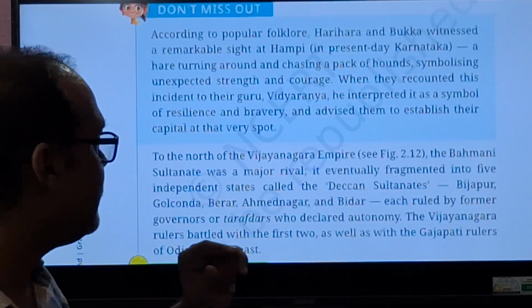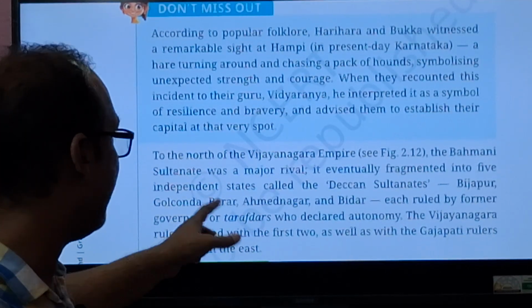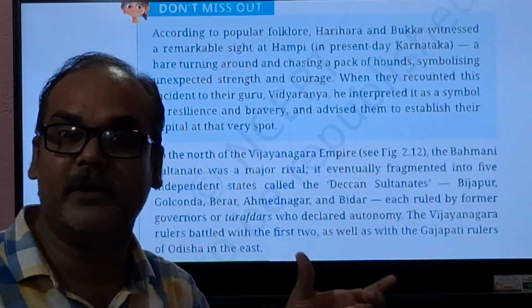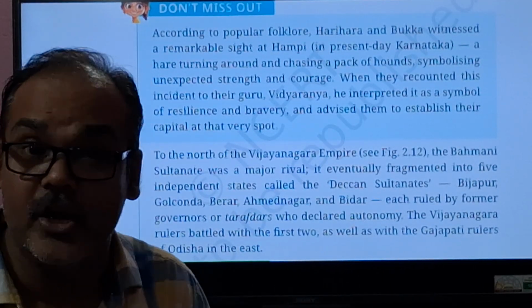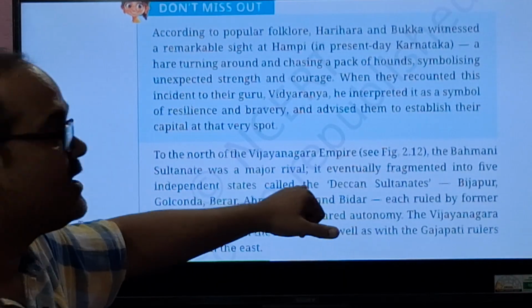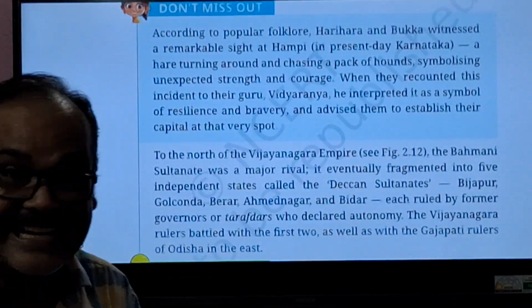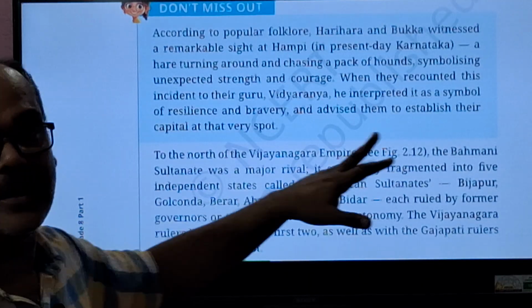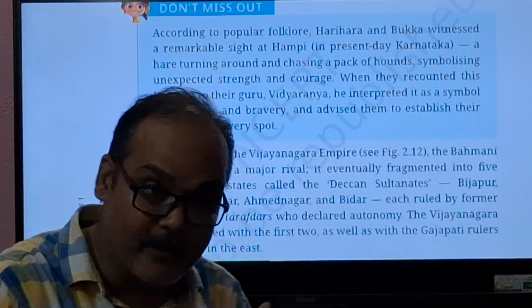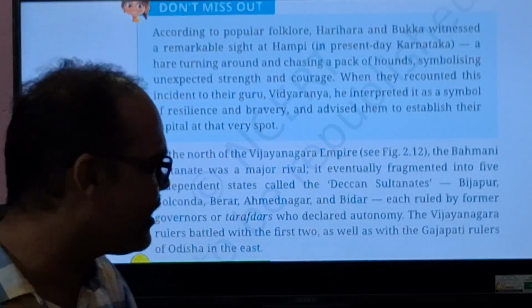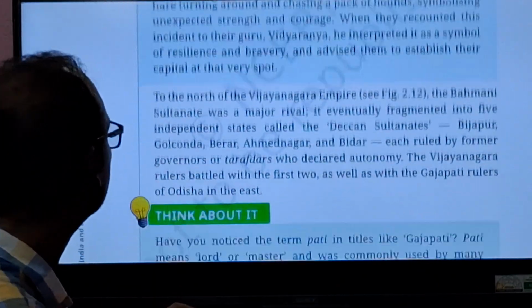The Vijayanagar ruled, and fought battles with the first two as well as the Gajapati rulers of Odisha. So Gajapati rulers belong to Odisha. You know these five independent states were called the Deccan Sultanates, and who were they? They were Bijapur, Golconda, Berar, Ahmednagar, Bidar. They combined together and they fought with Vijayanagar. There was a regular clash between these two.